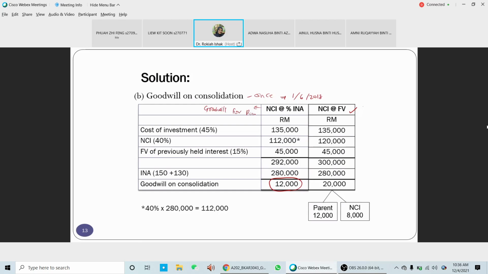Okay, because for NCI at NIA, there is no goodwill for NCI. So the amount of goodwill is 100% solely allocated to parents. So we prepare both. Yeah.